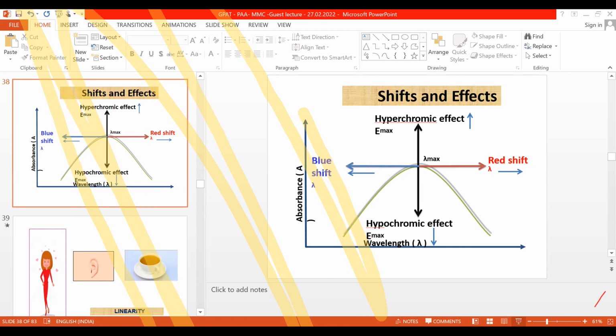And the other one is hypochromic effect, which is shift towards the lesser molar absorptivity value. So these things also you should be thorough with when you go for answering the related questions.